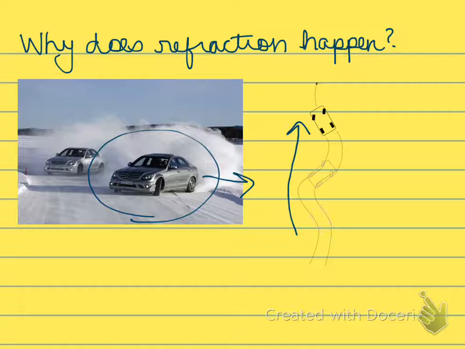So here's your straight line. The car is still going, but it's changing direction. That is essentially why refraction happens. Light hits a material. It continues to travel in a straight line, but whatever medium it hits causes it to change directions.